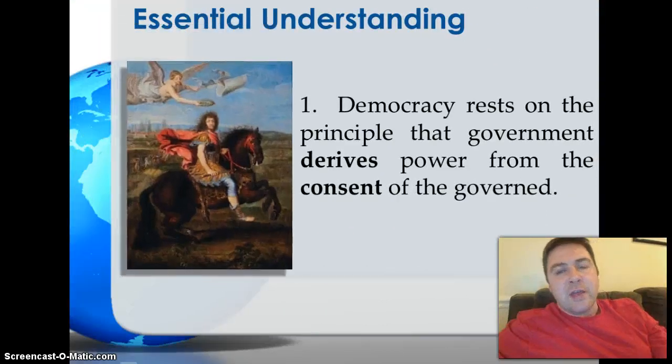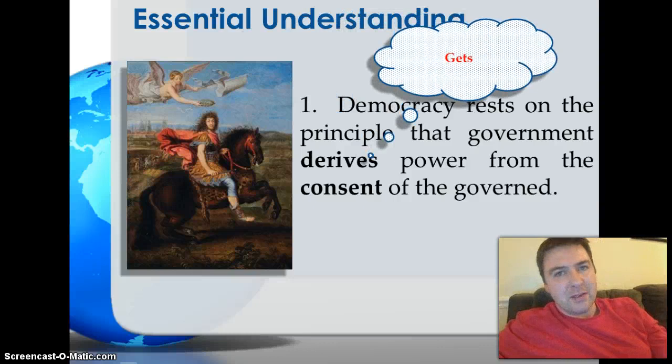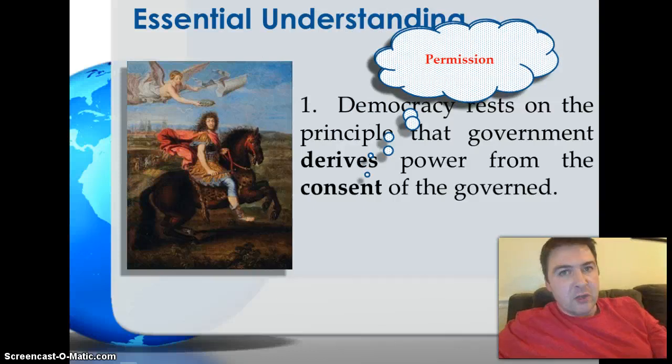So our essential understanding here, the first, is that this system of government we call democracy rests on the idea or the principle that government derives its power from the consent of the governed. A couple of vocabulary words in there. To derive is to get, so government gets its power, and consent means permission. You may have had in your school careers a permission form or a consent form that had to be signed at home. Consent means permission. So in other words, democracy says that government gets its power from the permission of the people.